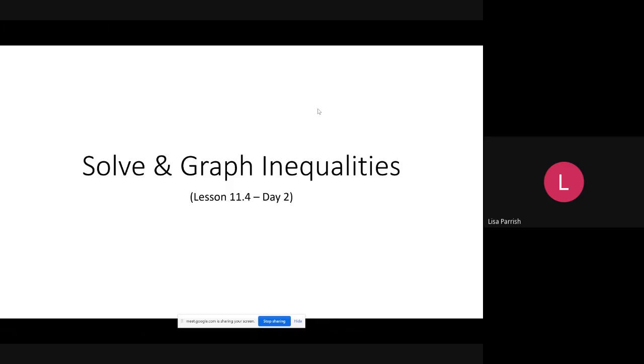Yesterday, you just practiced graphing an inequality. So today, we're going to solve it and then graph it. So that part, the graphing part, should look familiar to you.